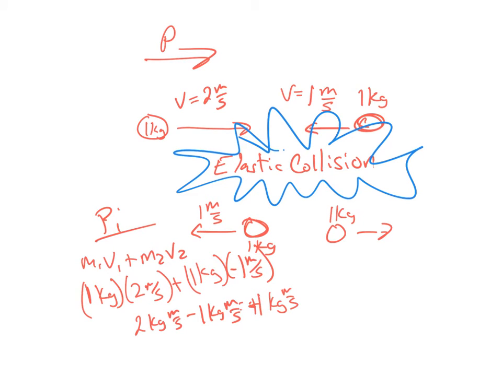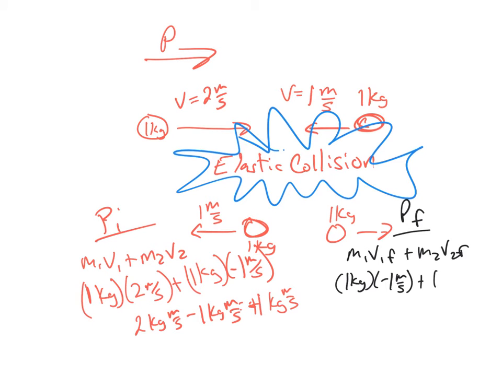So p final, we have m1 v1f plus m2 v2f. So we have 1 kilogram times negative 1 meters per second plus 1 kilogram times v2. So we're trying to solve for v2. So we see that this is negative 1 kilogram meters per second.